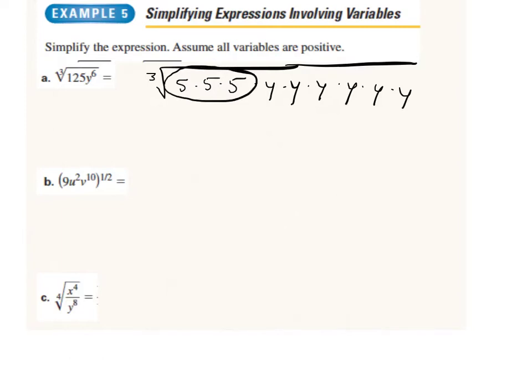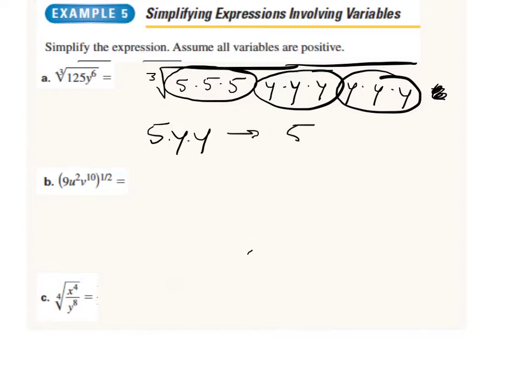There you go, one group of 5, so I can write 5 out in front. I've got one group of y, so I can write y, and then I can write one more group of y, so I have 5 times y, and nothing left behind. If there was, say, maybe a z, I would leave the z under the cube root, but I've got nothing, so I don't have to write the cube root of anything. Cube root of 0 is 0. Then I just need to put this together, and I have 5y squared.